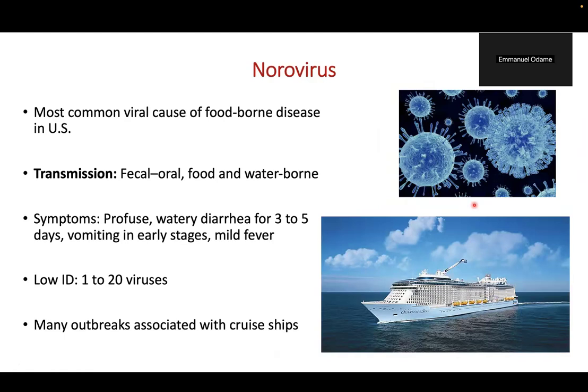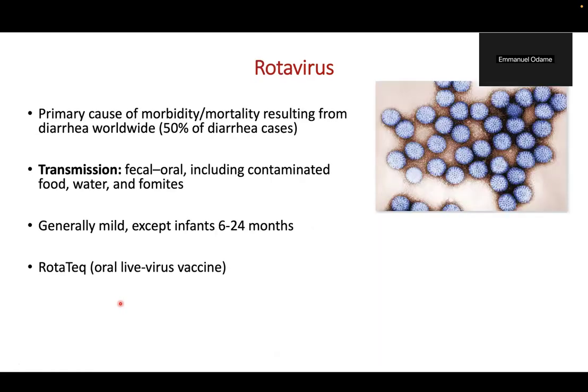Next on our list is norovirus. This is the most common viral cause of foodborne disease in the US. Transmission is similar: fecal-oral, food, or waterborne. Symptoms include profuse watery diarrhea for 3 to 5 days, vomiting in early stages, and mild fever. This is also a low ID, so you just need about 1 to 20 viruses to cause a severe infection. Many outbreaks are associated with cruise ships, and bear in mind this is not the one that we had recently.